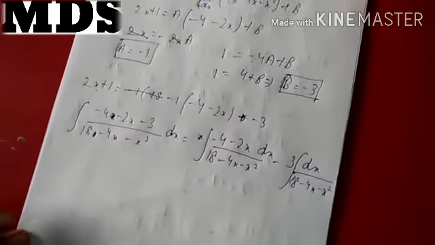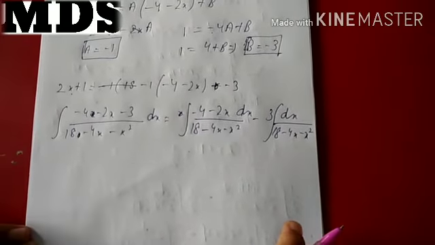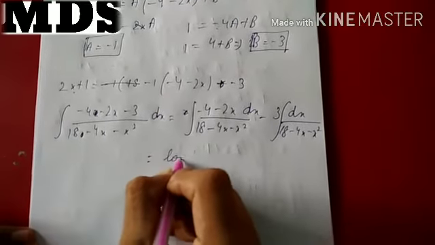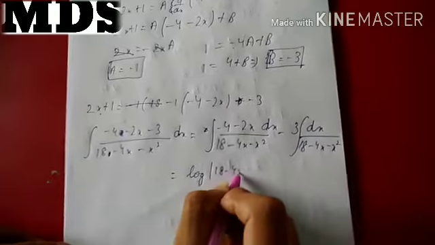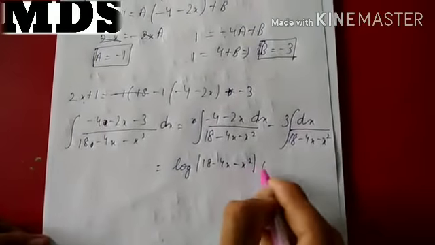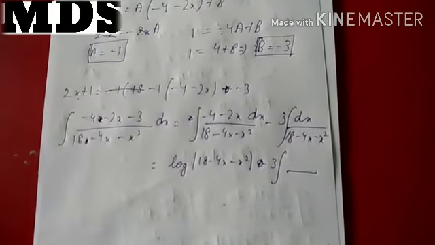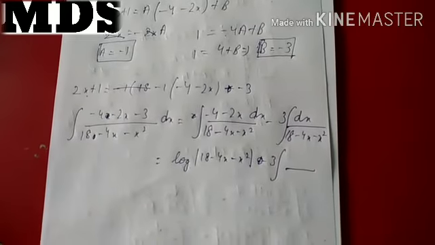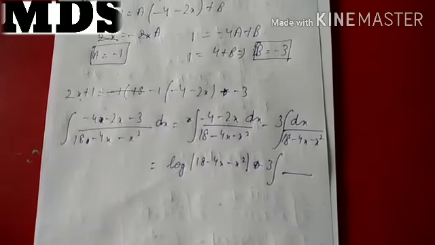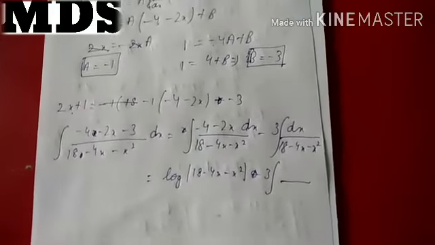This you can solve in the way that we have learned. And this will be equal to log of 18 minus 4x minus x square, plus minus 3 into this you can solve. In this way you can solve the question number 3. And fourth question is very easy. First of all, just you have to multiply.